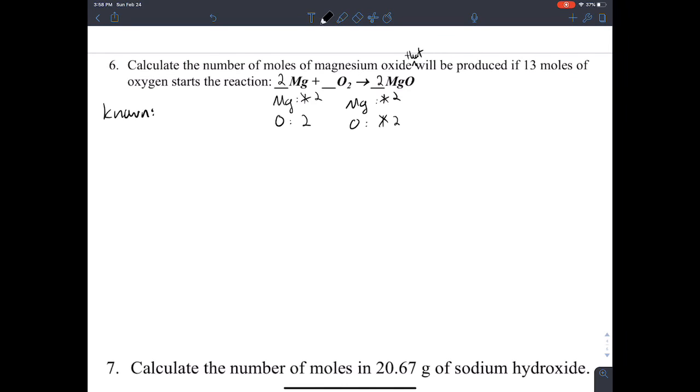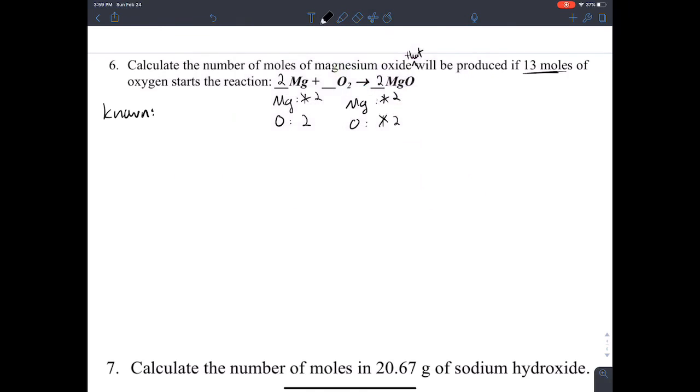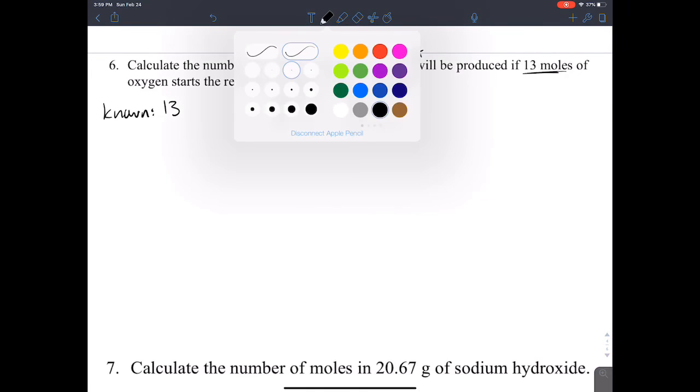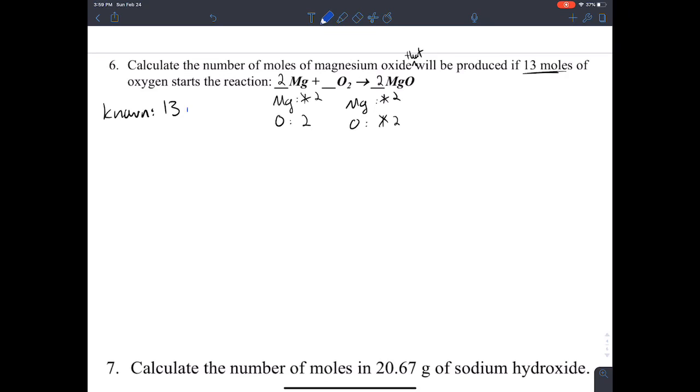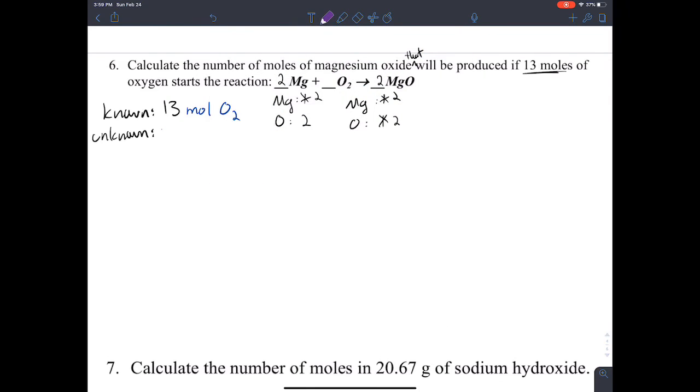Now let's look at our known. First of all, we need a number: 13 moles of oxygen. So we know that 13 moles of oxygen is going to start this reaction. Now our unknown, what we're trying to calculate, is the moles of magnesium oxide that are going to be produced if you have that many moles of oxygen.